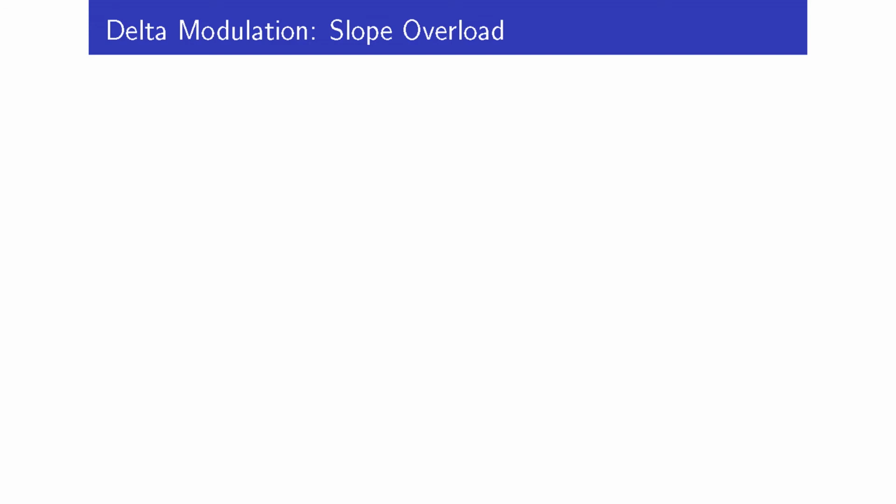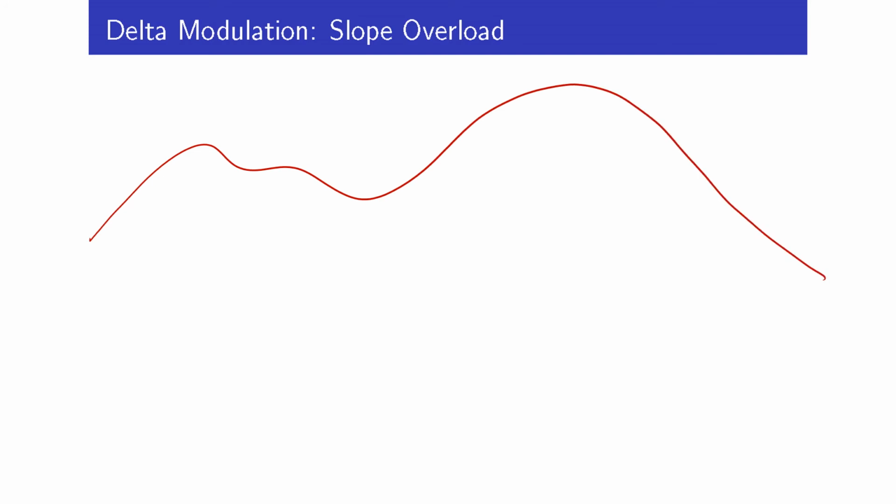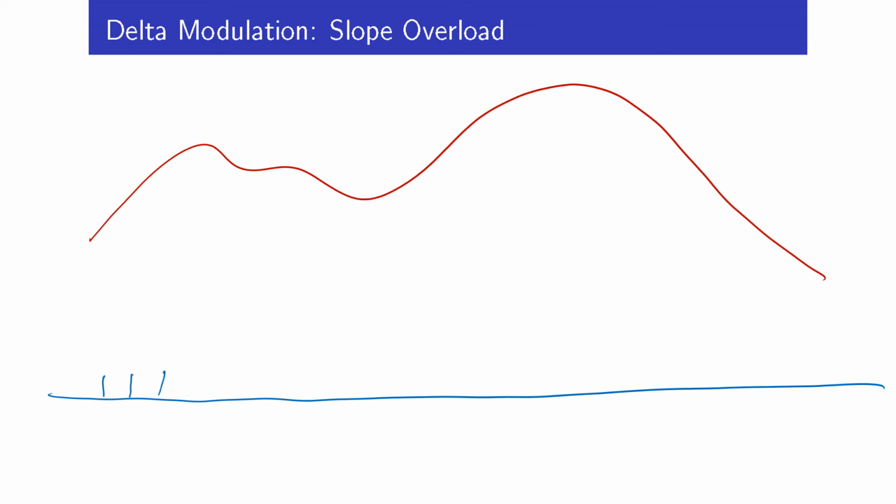Let's now discuss an important type of quantization errors that might happen because of delta modulation. Let's assume that we have some signal like this, and this signal is quantized by delta modulation. As we can expect, after quantization, the differential output of the signal might look like this. We have delta over 2, delta over 2, delta over 2, delta over 2, and then at this time instant, the signal starts decreasing, so we have a sample like this.